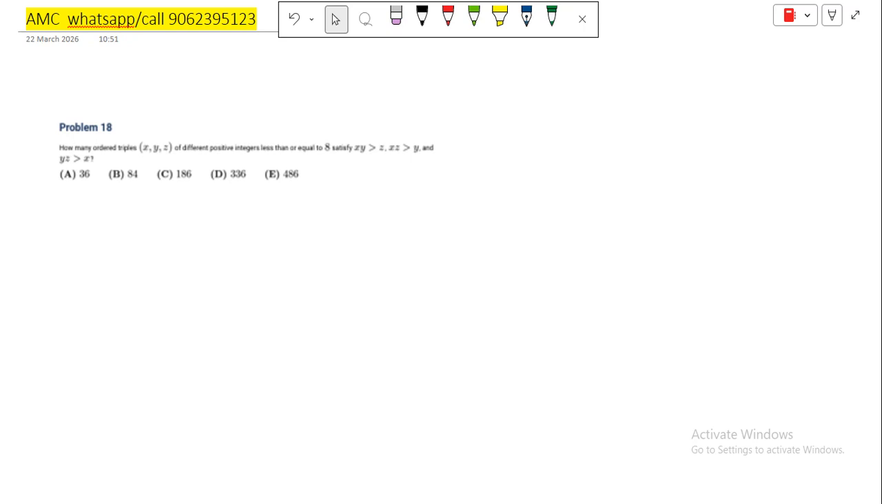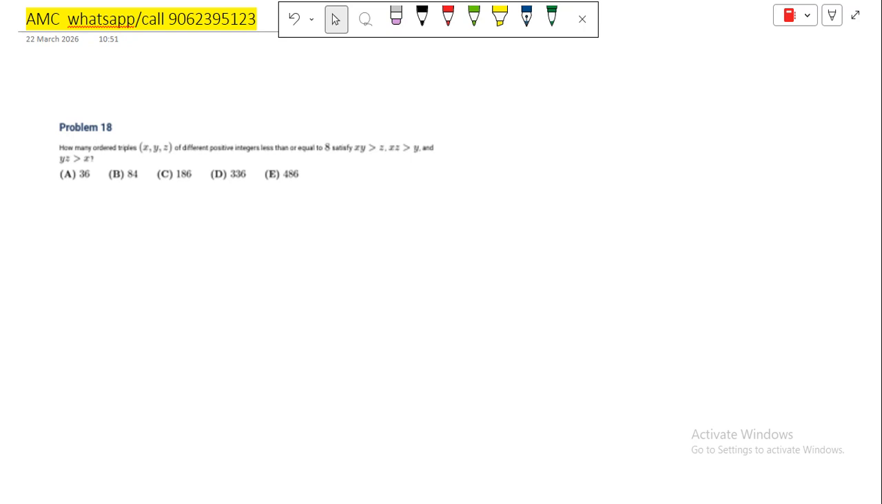Now this question is from the American Mathematics Competitions. AMC loves smart counting, inequality tricks and turning simple questions into brain games. And don't try random counting. First, control the structure. And let's come to the question first.